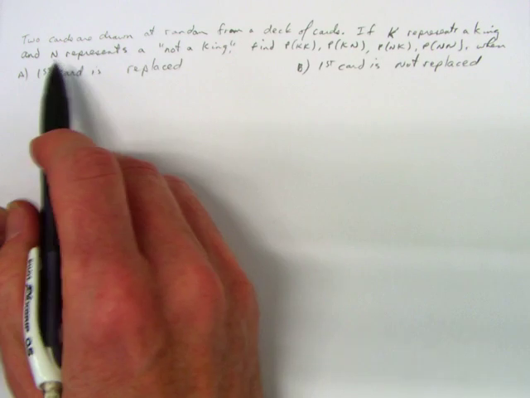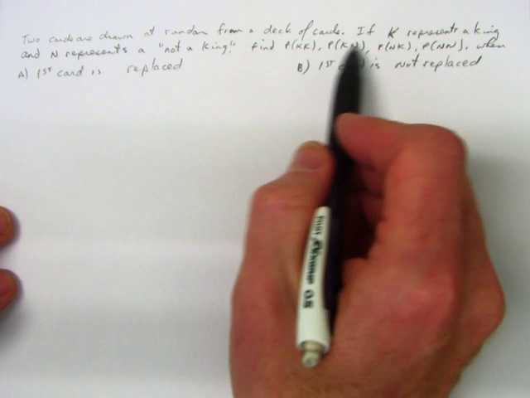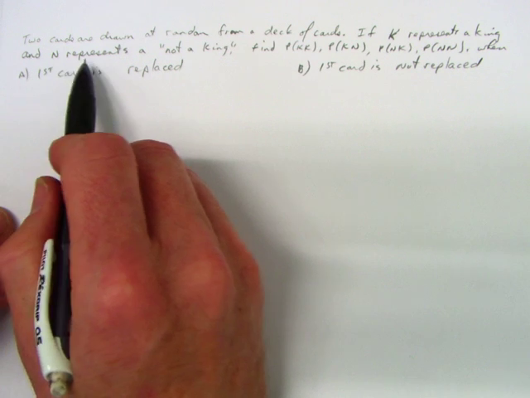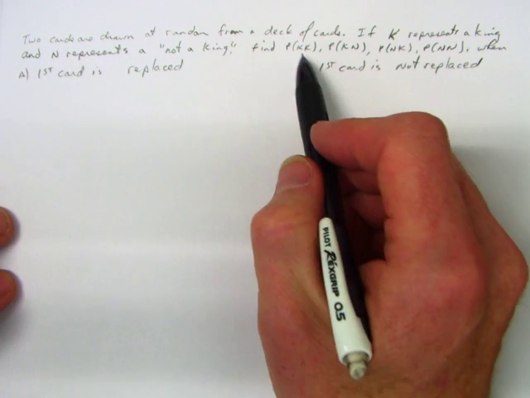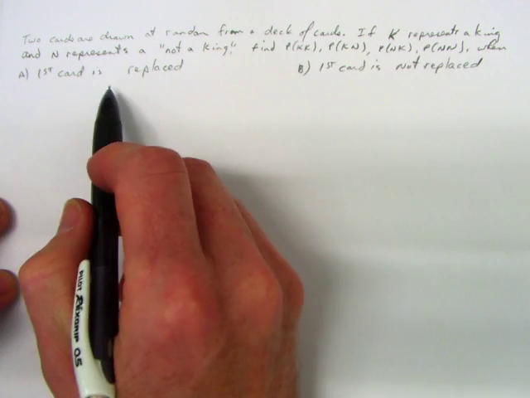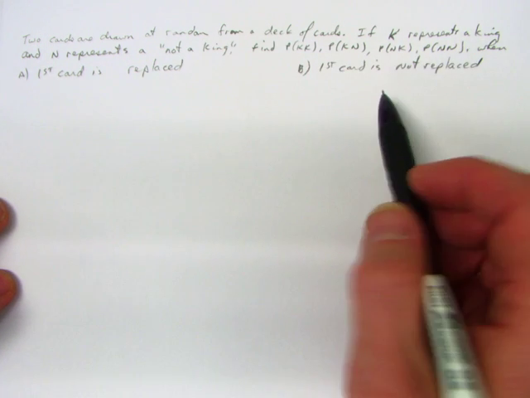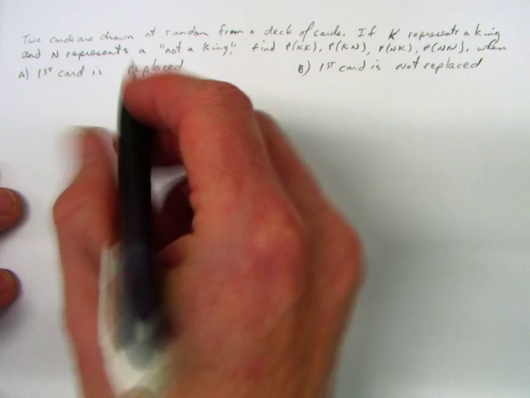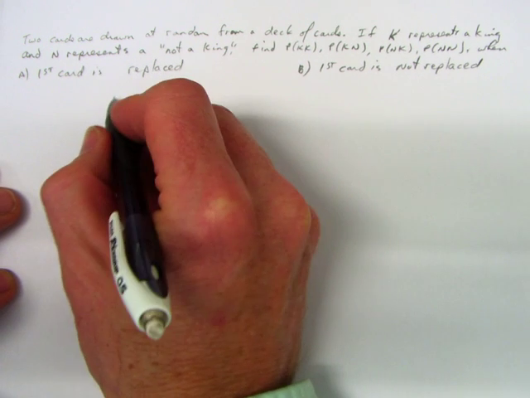So here's our problem. Two cards are drawn at random from a deck of cards. If K represents a king and N represents not a king, find P(KK), P(KN), P(NK), P(NN) when the first card is replaced and when the first card is not replaced. Since I'm just summarizing what we did in class, I'm going to go through quickly on there.